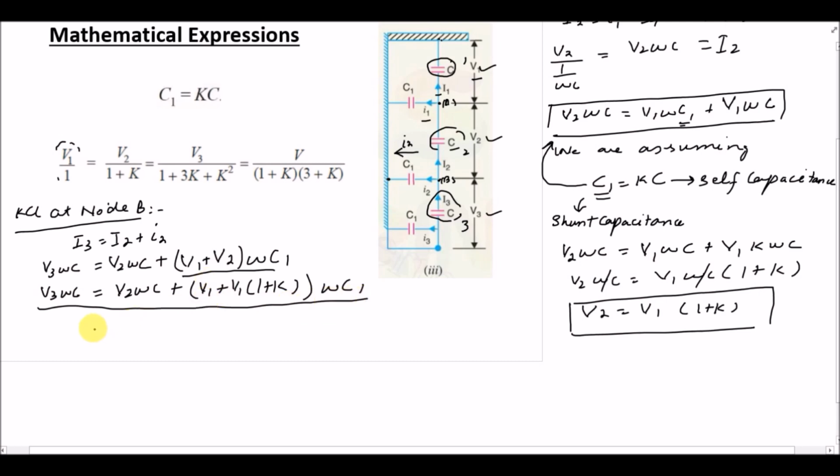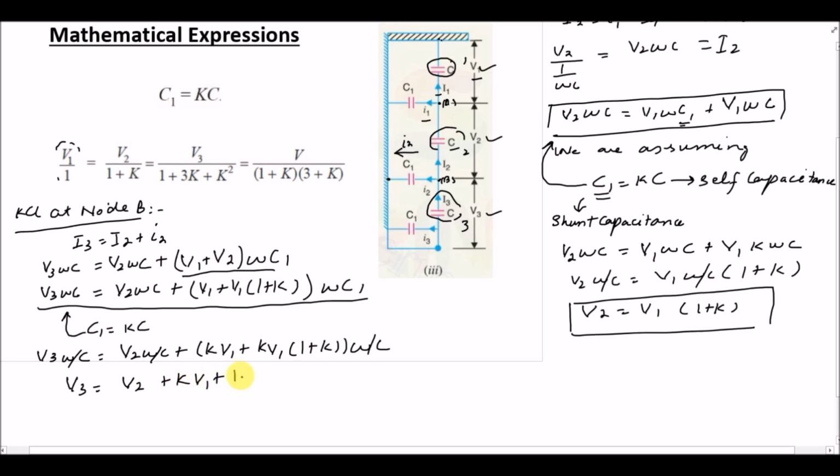We also know that C1, the shunt capacitance, is a fraction of the self capacitance, so I will use this formula in the above equation. The equation will become V3 omega C is equal to V2 omega C plus KV1 plus KV1 into 1 plus K into omega C. The omega C will cancel out with the omega C on the other side, and V3 will be equal to V2 plus KV1 plus KV1 plus K square V1, right?